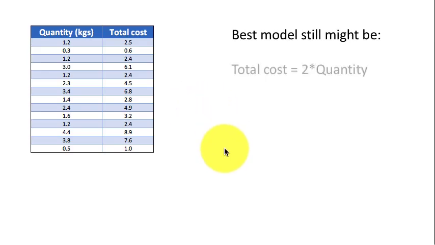This is how the real world will behave. In fact, the real world will not even be as regular as this. The point is, in the real world, you're not going to get exact models. You'll get some approximate models. It is possible that your best model might still be total cost is 2 times the quantity, right? Because sometimes it's 2 times the quantity, sometimes it's a little more, sometimes it's a little less. So you cannot find an equation or a model that will make exact predictions. It's only got to be approximate, and so this may still be the best model.